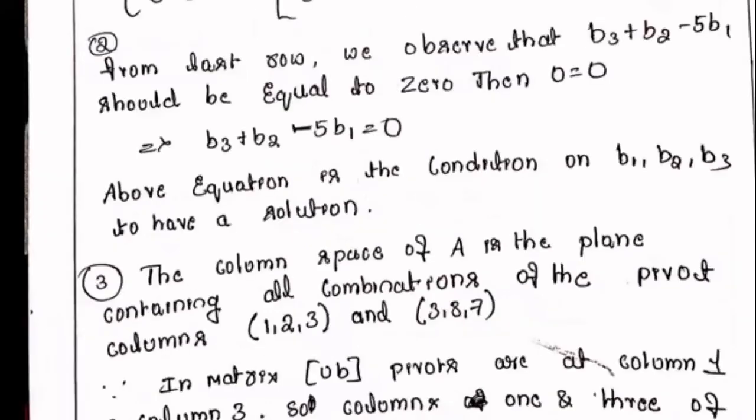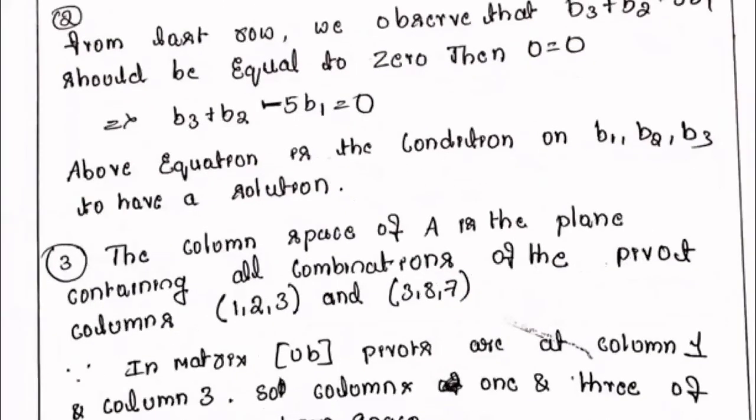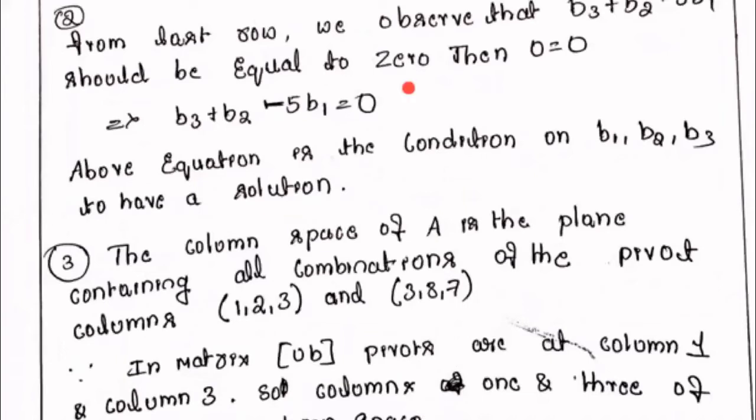This is the condition it should follow in order to have a solution. Okay, b3 plus b2 minus 5b1 is equal to 0. That is the condition the constants should follow in order to have a solution. Okay, and the next, third question was that you have to calculate the column space of A.